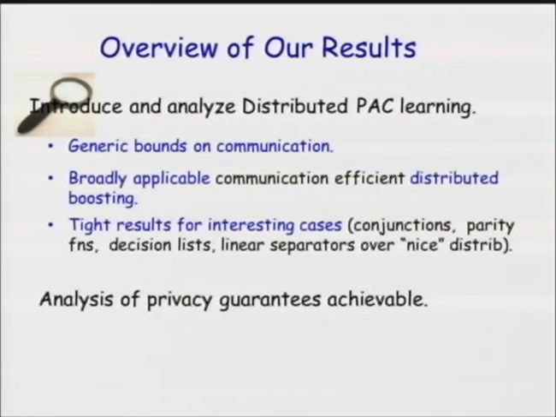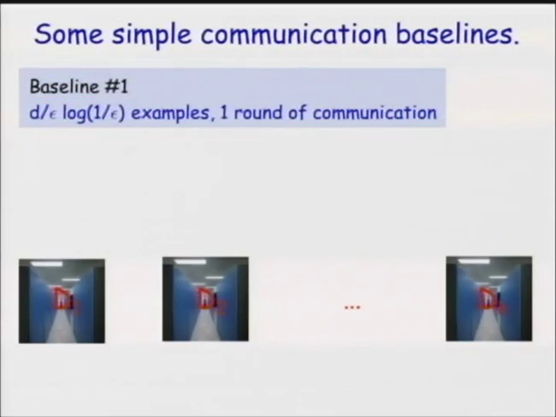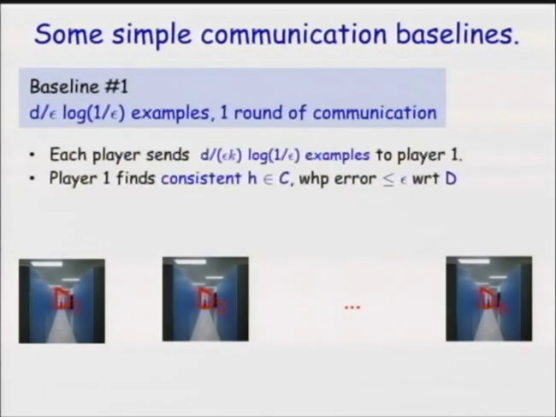All right, so this is an overview of our results. Let me start by talking about two simple baselines. Here is the simplest baseline. The first baseline is each player draws 1 over k times d over epsilon log 1 over epsilon examples and sends them to player 1. And player 1 does the learning.